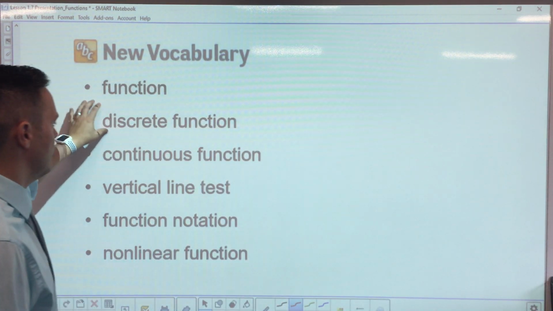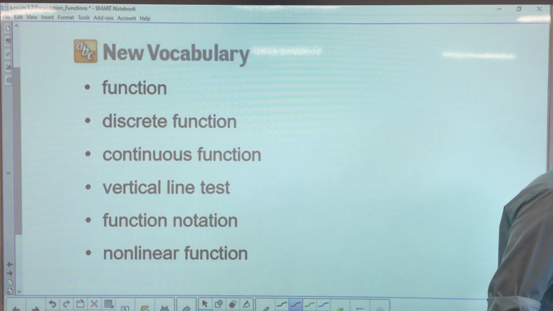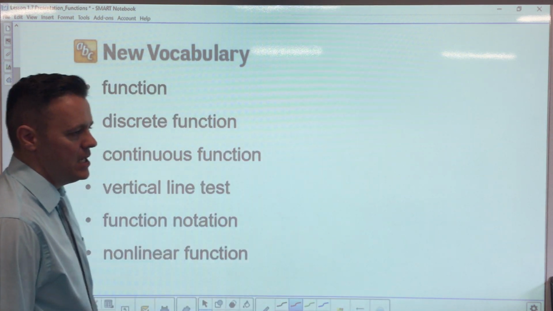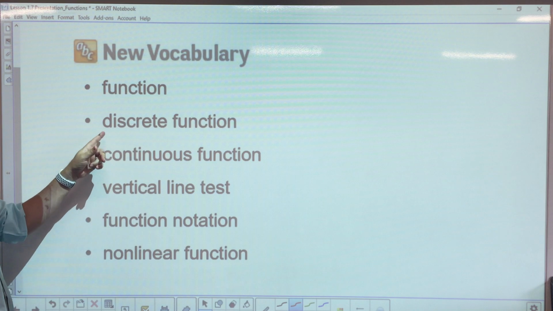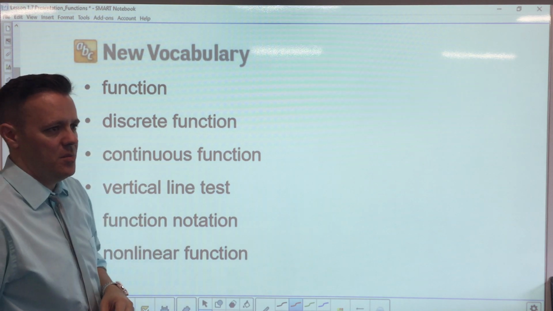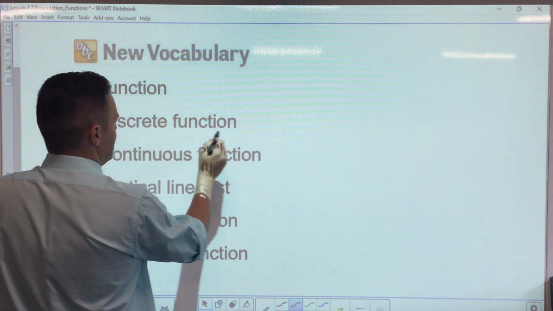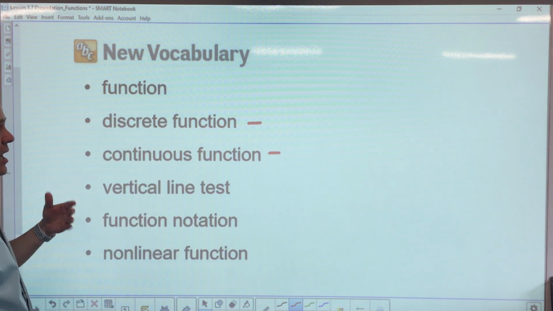It talks about what a discrete function is and what a continuous function is. Discrete consists of points that are not connected, and continuous is connected. You will be tested on these two, ladies and gentlemen, and I'll have you know what the difference is between them. So make sure you annotate this in your mind somewhere.